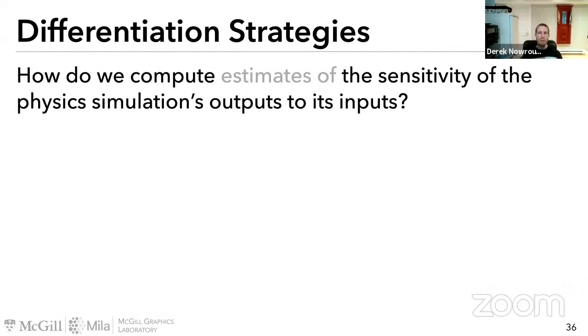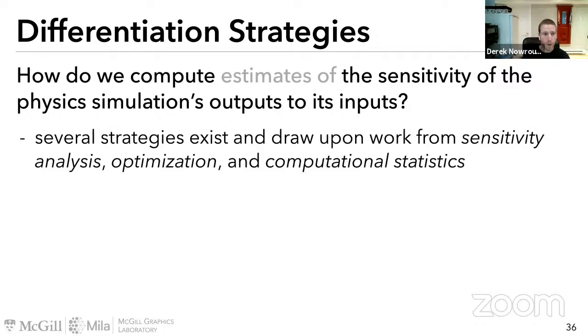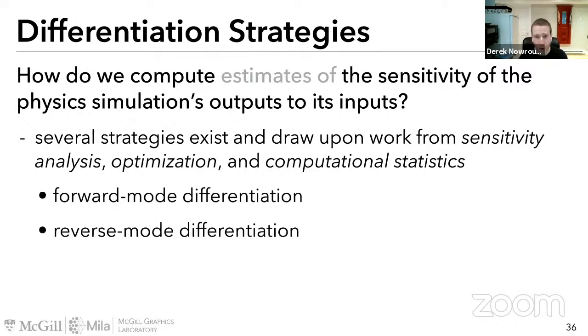Okay. So how do we come up with those partial derivatives? We know how to do the forward process with simulation. That's 40 years of graphics. But how do I work backwards from the outputs to the inputs and determine these gradients? I need to be able to compute estimates of the sensitivity of physics simulation outputs to its inputs. There are several strategies in many other fields that work on exactly this type of problem, from sensitivity analysis to optimization to computational statistics, and certainly in machine learning. The two main workhorse techniques for solving this problem are forward mode and reverse mode differentiation.